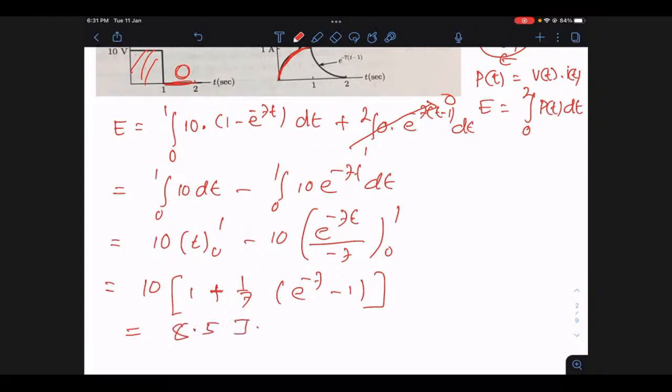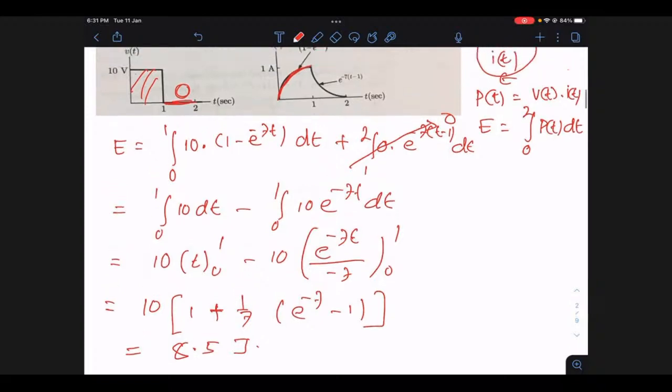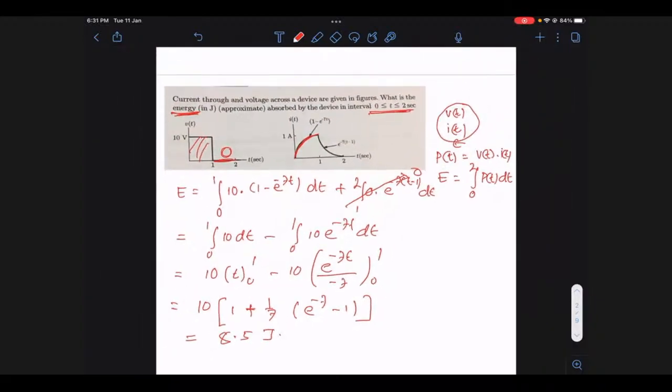Are you getting the same answer, 8.5? Yes or no? Or something else? In this case, again, the logic is simple.